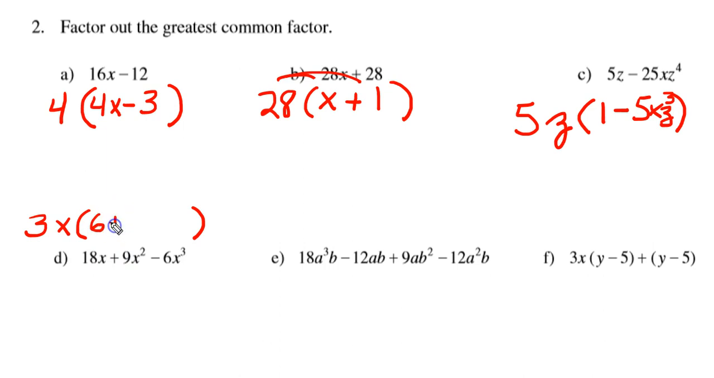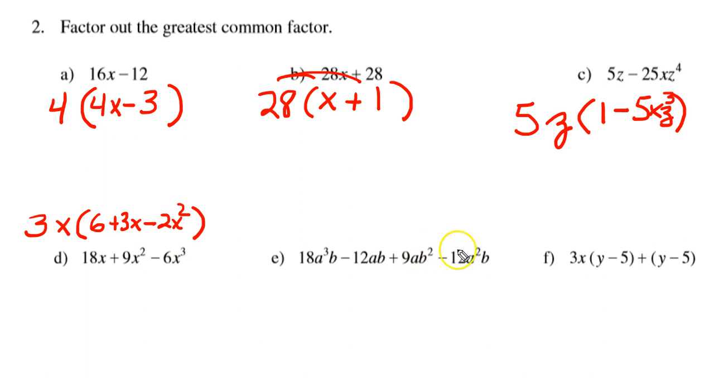This leaves me with 3x minus 2x squared. Now notice what's left inside the parenthesis. There's no more common factor.